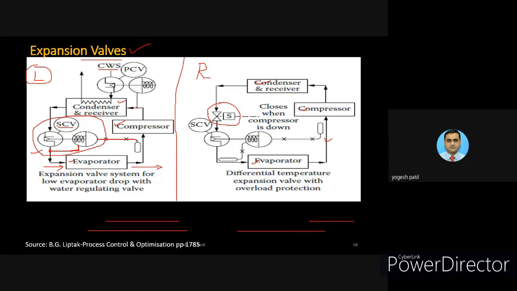Before this expansion valve, there is one more solenoid valve. Okay, and what is the purpose of this valve? It closes when the compressor is down. So additionally, one valve is connected in series with this expansion valve, and the measurement type is different here. Now here a differential measurement type arrangement is there. So it is a differential temperature expansion valve. This is differential temperature measurement with overload protection facilities also there.